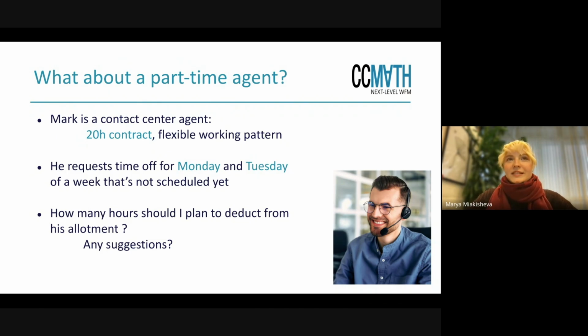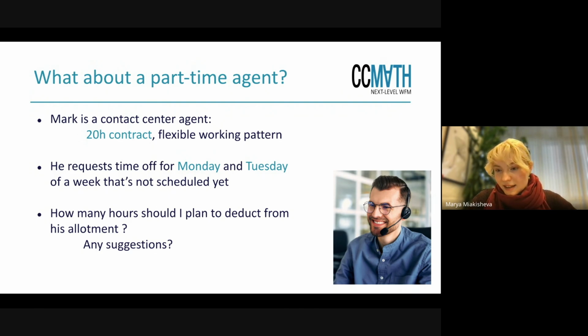Now let's have a look at a different example. We have a part-time agent, Mark, and he works 20 hours a week with flexible working patterns. So it's not always the same, it's not always fixed. Sometimes he can work 4 hours in a day, sometimes 8. So he requests exactly the same situation. He wants Monday and Tuesday off, but the week is not scheduled. So actually, we don't know when he's going to work yet. In this situation, how many hours should I plan to deduct from his allotment? Do you have any ideas?